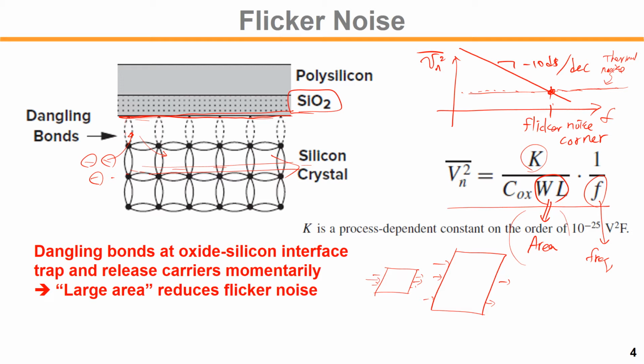Okay, W times L, this is W and L. Let's say M times W. If you make it an M times larger device, the area is M square times larger, meaning M square lower flicker noise power.